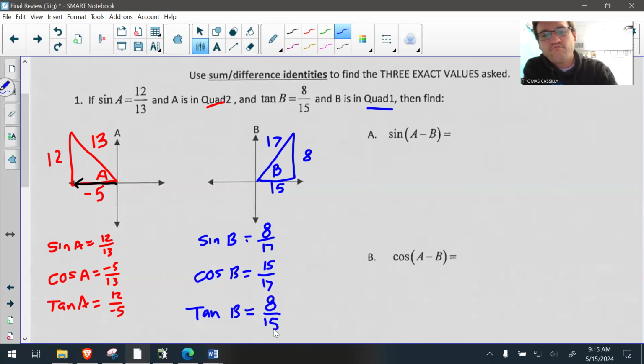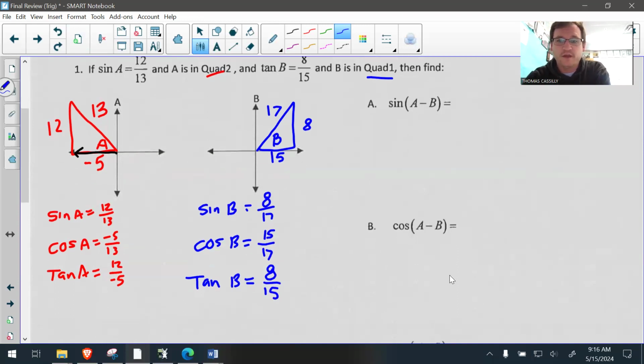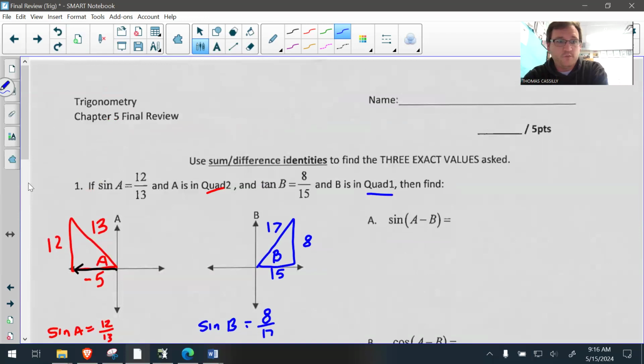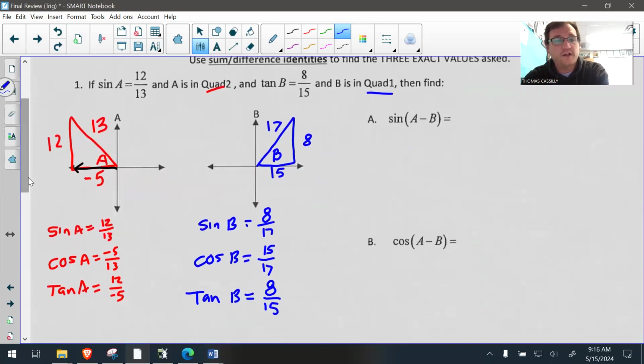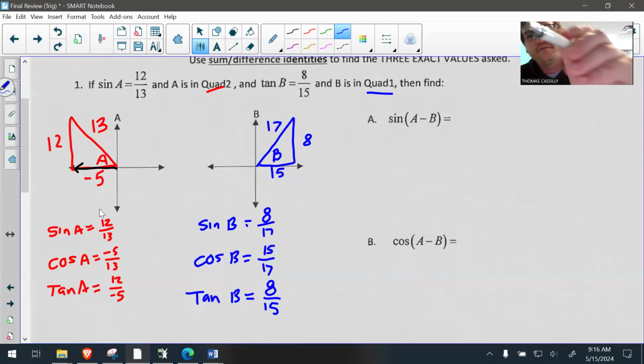All right. So that's all the preliminary work that we have to do before we find sine of A minus B, cosine of A minus B, and the tangent of A plus B, right? We have to find these three values. So now, the sine of A minus B, if we look at that identity here, that is the sine of A times the cosine of B.